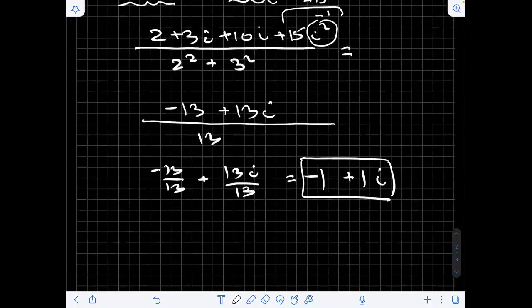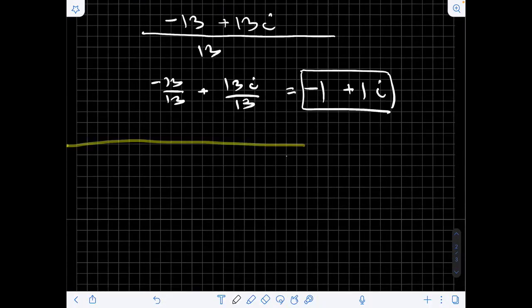Let's look at the last example. Okay, so we look at another example. 1 plus i divided by just i. Again, multiply top and bottom by the conjugate of the bottom. So the conjugate of the bottom is minus i. On the bottom I have minus i times i, which is minus i squared. i squared is minus 1. So minus minus is just plus 1.